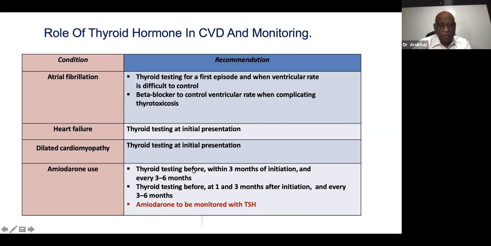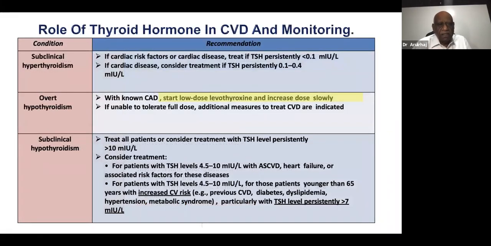Amiodarone is a double-edged weapon. Therefore, when you use amiodarone, it has to be monitored with TSH levels. In subclinical hyperthyroidism also, if the TSH level is persistently low, 0.1, you will have to treat hyperthyroidism. In cardiac disease, consider treatment if the TSH is persistently low, between 0.1 and 0.4. With known coronary artery disease, as we said earlier, start levothyroxine at a low dose and slowly step up. In subclinical hypothyroidism also, when the TSH is above 7, kindly start levothyroxine.